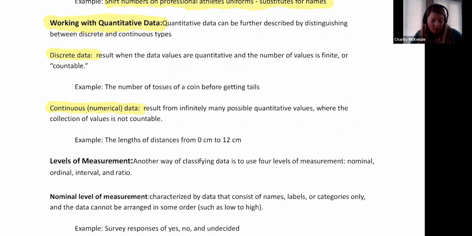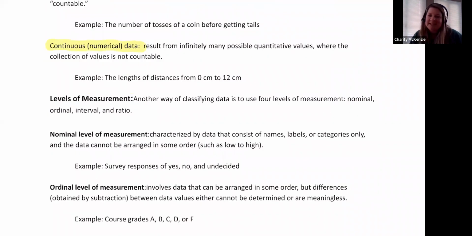Okay, so continuous results from infinitely many possible quantitative values. For example, the distance between two numbers. You could always find another number. There's infinitely many. So this continuous world is not where we live, because we usually are talking mostly about people and what people do and how to prove or disprove. I guess you don't prove, you show evidence of or against some kind of idea that somebody has. So continuous doesn't happen a lot, but you can distinguish on quantitative between those two.